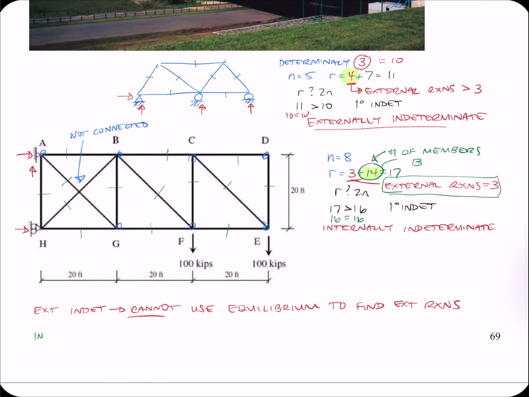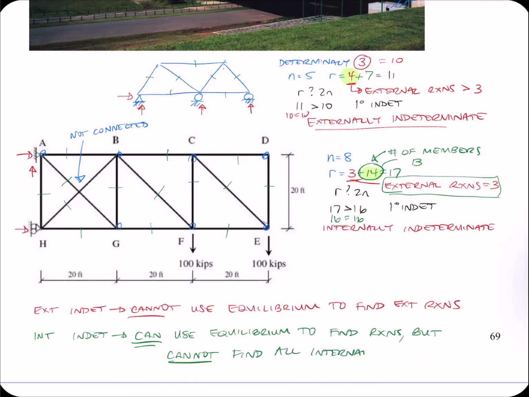And where we might run into some issues, if it's internally indeterminate, we can use equilibrium to find the reactions. But if we jump in and start trying to do method of joints or method of sections, we're going to have a really bad time because we're always going to have just one too many unknowns. So we're not going to be able to find all the internal forces in our truss, which is problematic because then we can't calculate deflection if we can't find little n and big N because we have an indeterminate truss.